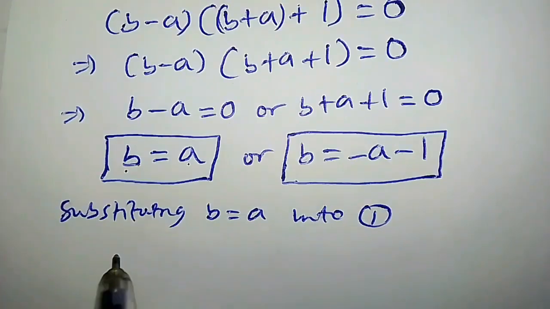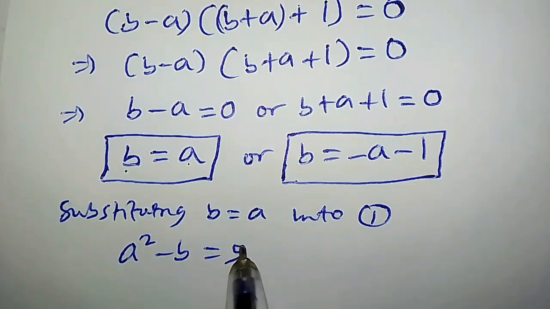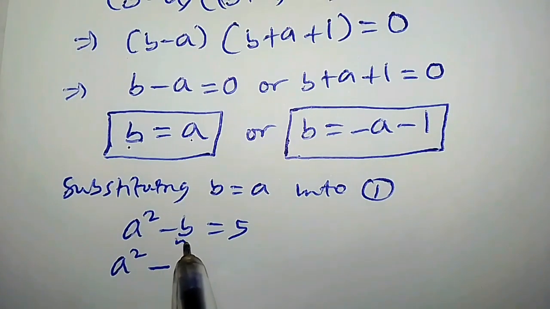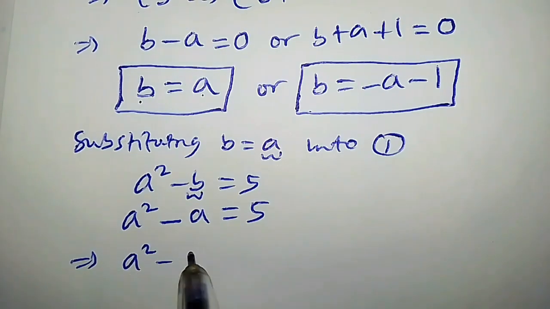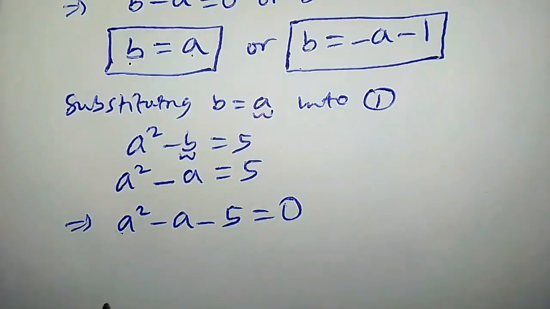What is equation 1? Equation 1 is a² − b = 5. That's the first equation that we have. This means that a² minus, we cannot just replace this b with a, so we have a, equal to 5. This implies that a² − a, when 5 comes to the left hand side, we have −5 equal to 0. This is a very nice quadratic equation, but it is not factorizable. We can solve it using the quadratic formula.